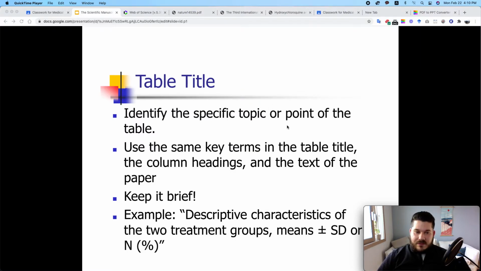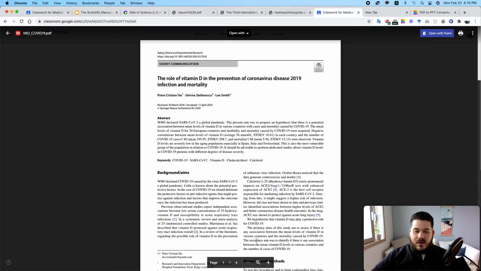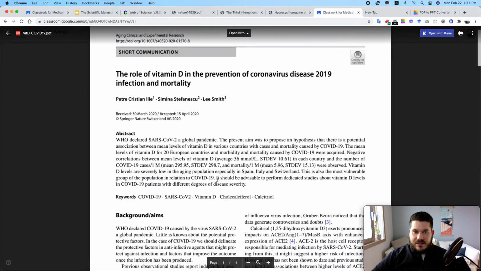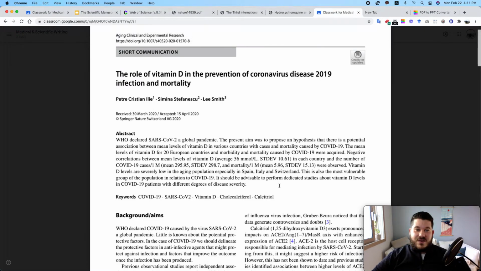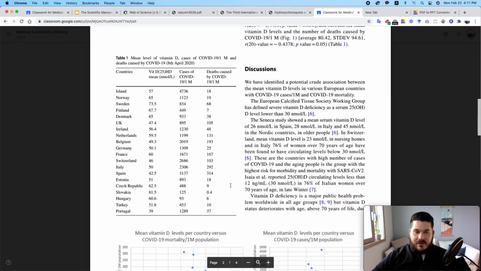So we have different labels that we can use here. And then we have something called the p-value, and I'm going to explain a little bit, just an introductory part of what that means when it comes to your tables and your figures. I posted several different articles in your class, but one that I posted here was titled "The Role of Vitamin D in the Prevention of Coronavirus Disease 2019 Infection and Mortality." So great, we're talking about coronavirus, something that you guys hear about all the time. We're not going to go too much into this right now, but I'm just going to give you some examples of what a table and a figure would look like.